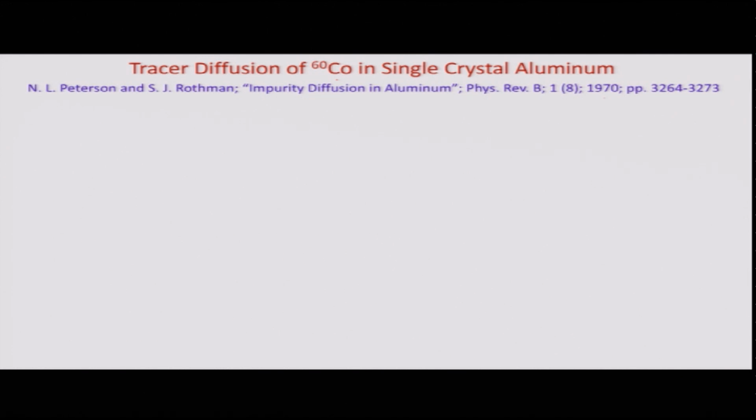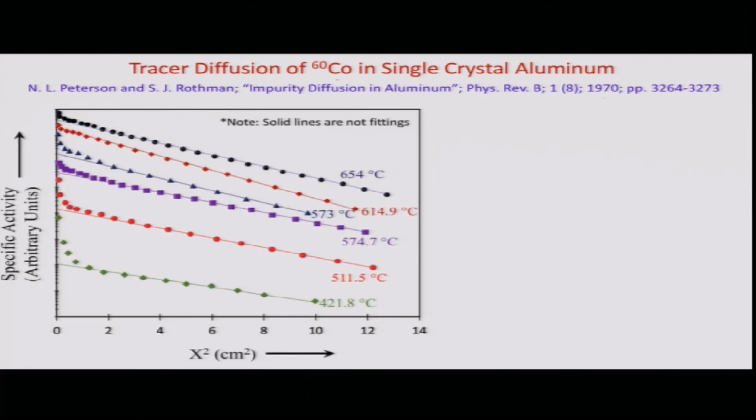Using single crystal aluminum gives precisely the bulk impurity diffusion coefficient, because there is no interference from grain boundary diffusion. These are the profiles of specific activity versus distance square as they have reported. Now, these data points may be a little bit inaccurate because I have extracted the data from this paper and replotted here. Also note that the straight lines that I have shown are only indicative, they are not the actual fittings.